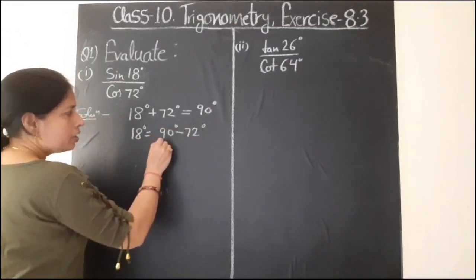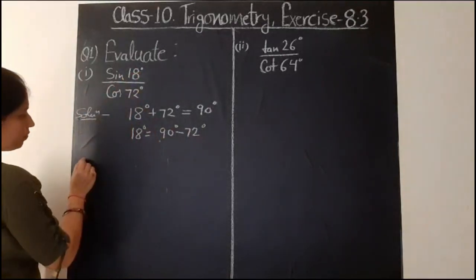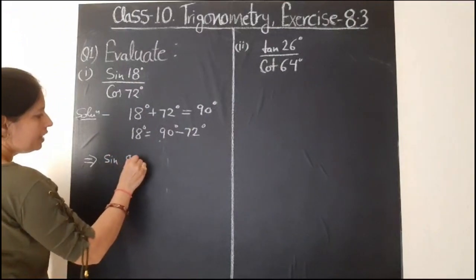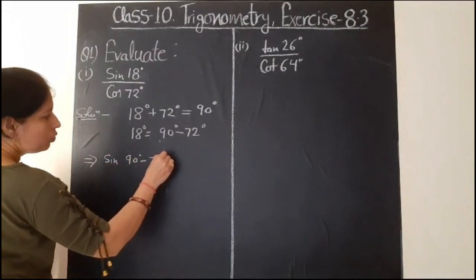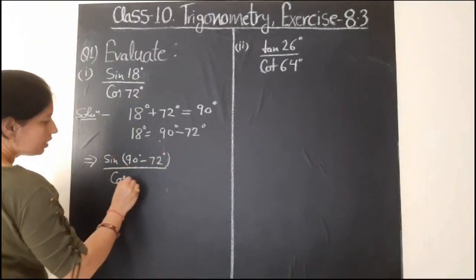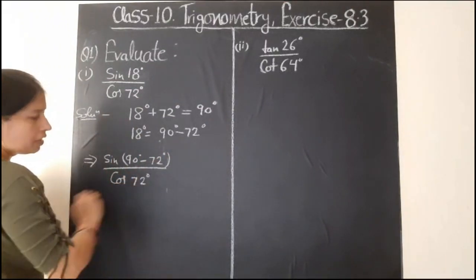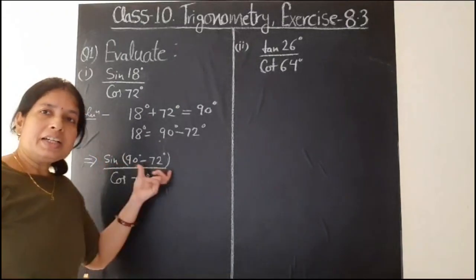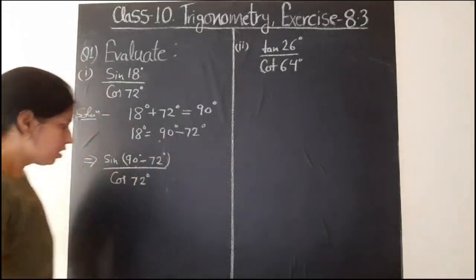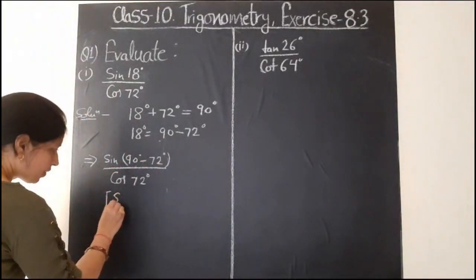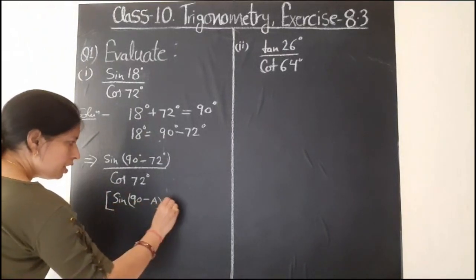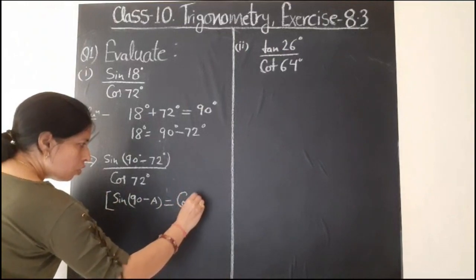So put this value here, then it will come sin 90 degree minus 72 degree. It is divided by cos 72 degree. Then what is formula for sin 90 minus a? Yes, sin 90 minus a is equal to cos a. So first write here formula. Sin 90 minus a is equal to cos a.